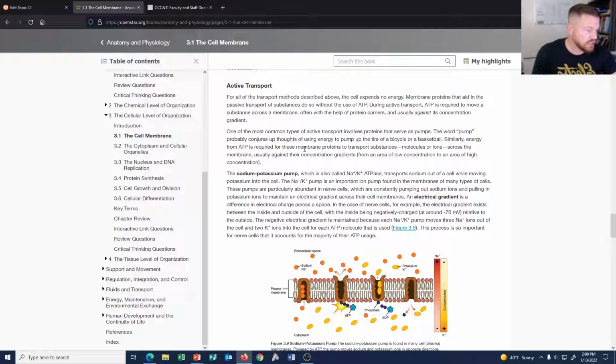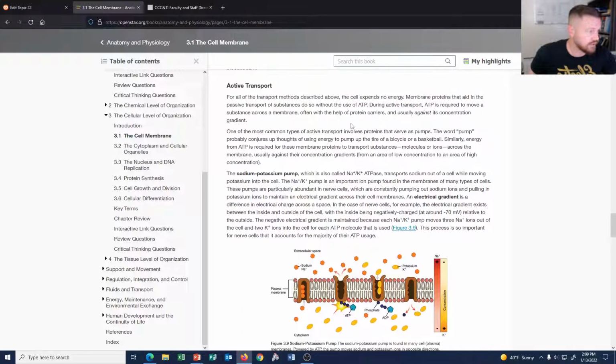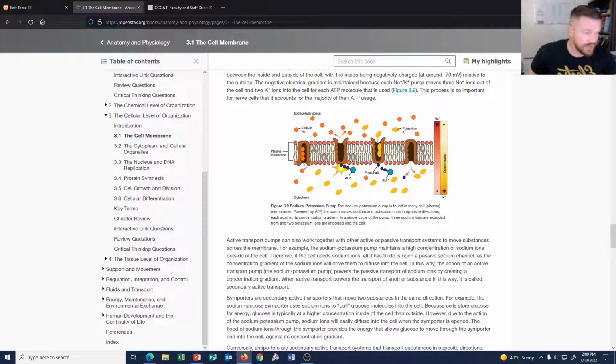Counter that with active transport. Active transport, the important thing there is it requires energy. And when we talk about energy in biology, we're usually talking about ATP, right? And so you can set up gradients, again, like batteries, like I said before, and that will allow some of the work to be done.